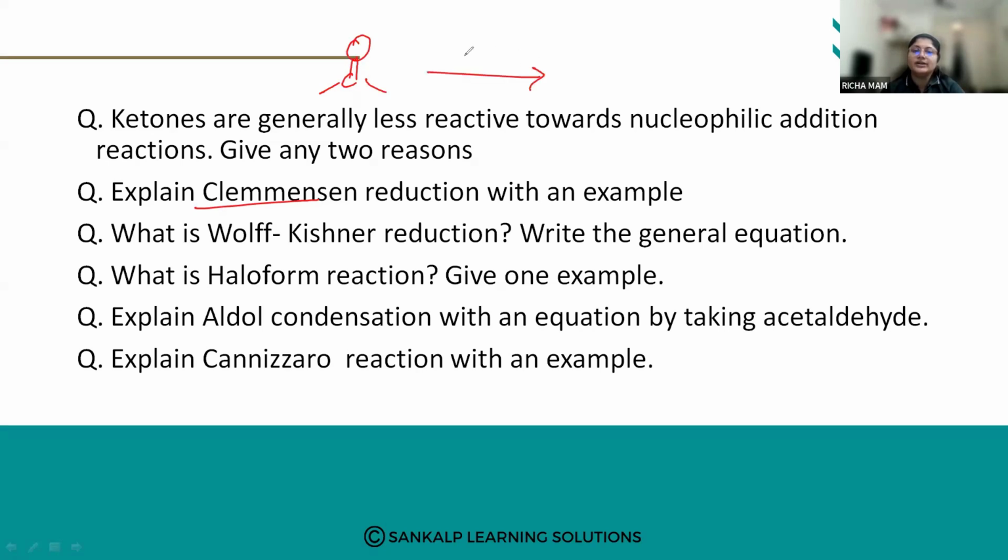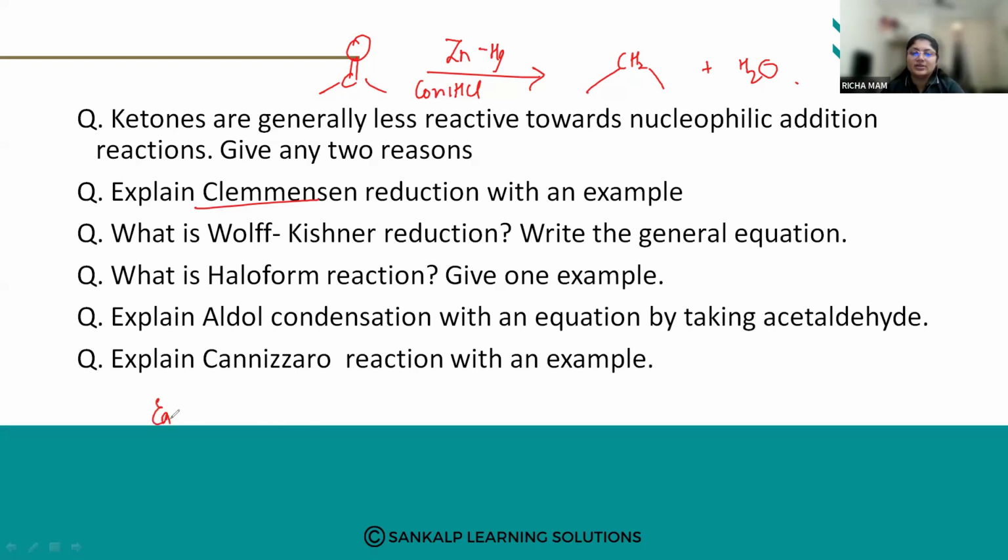We are going to do reduction in the presence of zinc amalgam and HCl. I am going to get an alkane. So aldehydes and ketones on reduction with zinc amalgam and concentrated HCl give hydrocarbons. So this is the reaction.